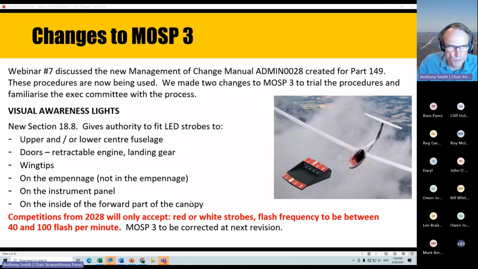So MOSP 3 allows you any colour strobe. It allows you any flash rate. However, the competitions will be compliant with the IGC rules, and the IGC rules are mandating the red and white strobes and the flash frequency. So if you want your aircraft to be eligible for the nationals or have your aircraft hired out to an international pilot at the next Worlds in Australia, then you will be needing to meet the requirements that the soaring development team have set. So it's the red or white strobes. I know there's some green ones out there, and the flash rate.